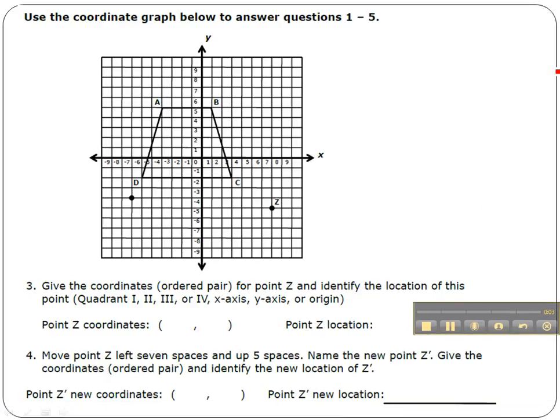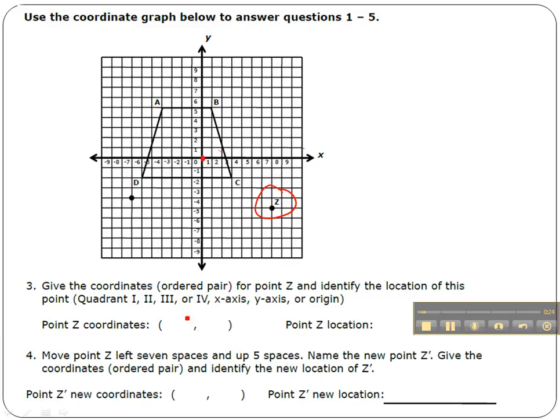Okay, problem 3 asks us to give the coordinates, the ordered pair, for point Z. Point Z is down here, and identify the location of this point. It gives us several choices: quadrant 1, 2, 3, or 4, the x-axis, the y-axis, or the origin. So in order to give the ordered pair for point Z, we need to start at the origin.